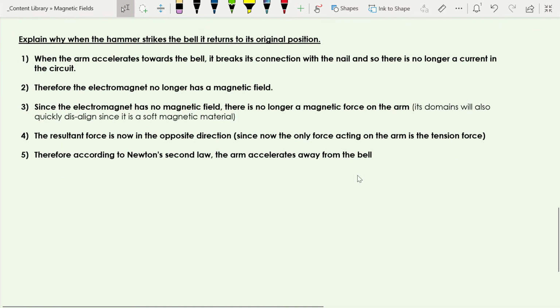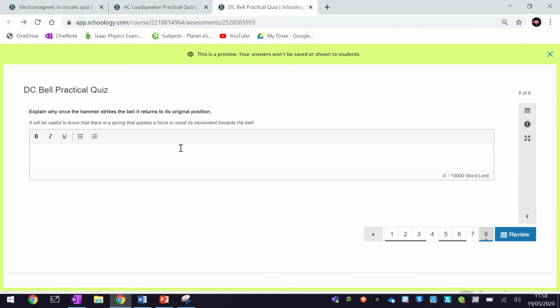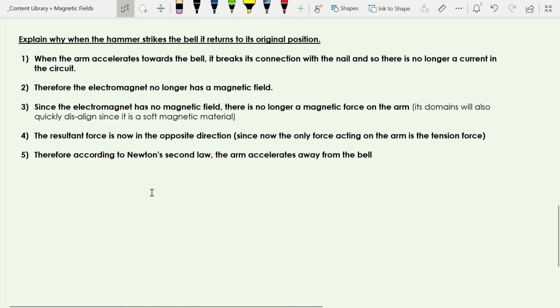The second thing I want to explain was the next and final question: explain why, once the hammer strikes the bell, it returns to its original position. We're essentially going to be explaining the exact reverse of the question we just did, because when the arm accelerates towards the bell, it breaks the connection with the nail.